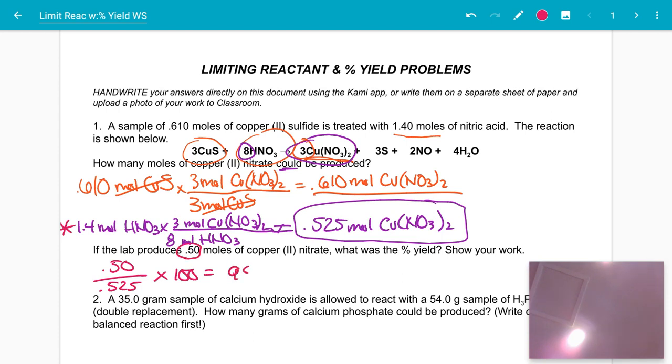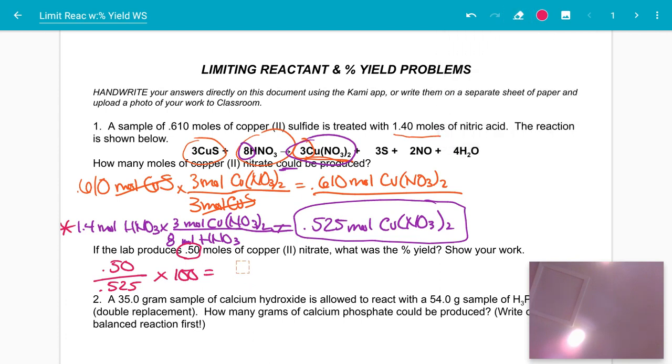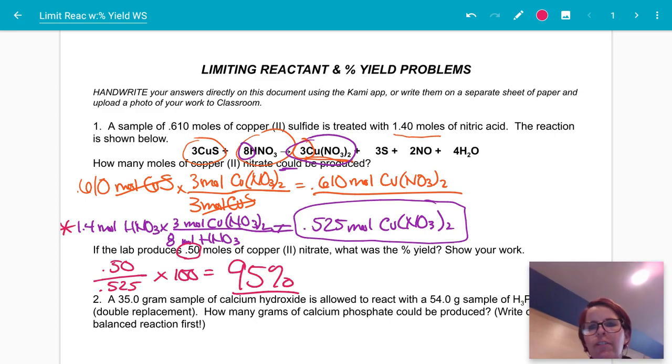So we'll say, oh my gosh, my handwriting's so sloppy, you guys. I'm really sorry. I got to stop writing so fast. 95%. There we go. So our percent yield would be 95% yield. Okay, let me know if you have any other questions, but that's it for now.